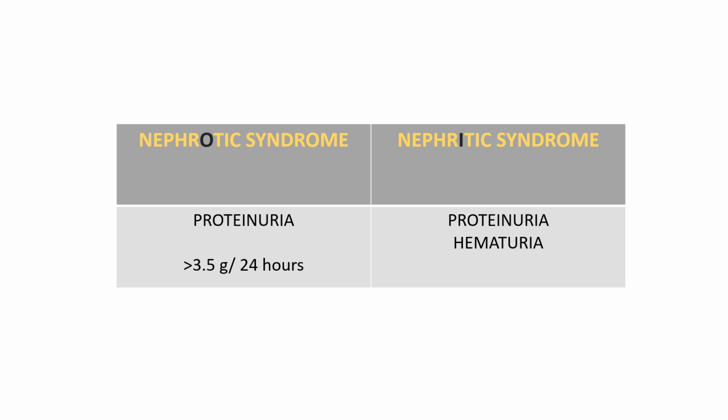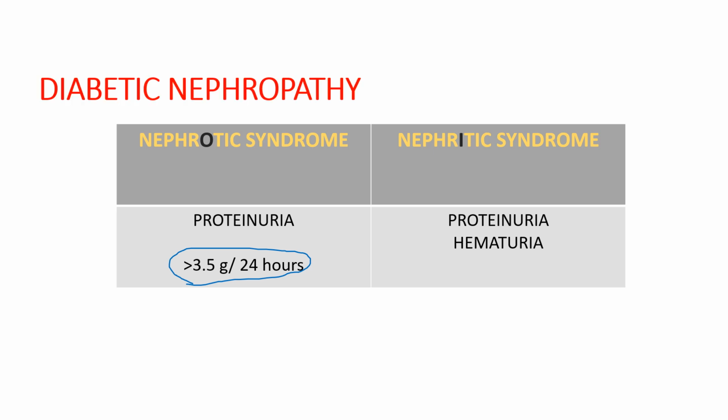So tell me, what syndrome does diabetic nephropathy fall under? Diabetic nephropathy has no hematuria, there is only proteinuria. In severe diabetic nephropathy there can be more than 3.5 grams in 24 hours of protein getting excreted. At this point, we call it nephrotic syndrome. For calling nephrotic syndrome, you need at least greater than 3.5 grams per 24 hours.